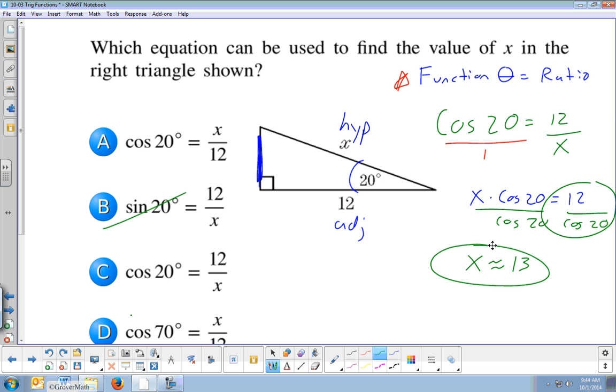Now, if your calculator is not giving you that answer, the first thing you need to check is make sure that your calculator is on degrees, not radians. This is 20 degrees. We're working with degrees, not radians. We will talk about radians, but in another video.